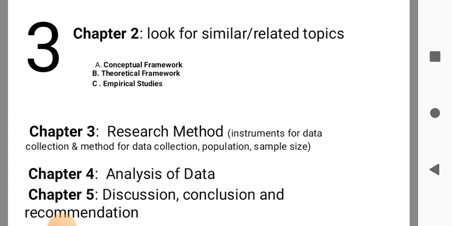For the empirical studies, when you go online, you can get topics that are related to your topic. What you just do is copy their abstract, paste it in your work and modify it. That is it. Now chapter 3 is research method.